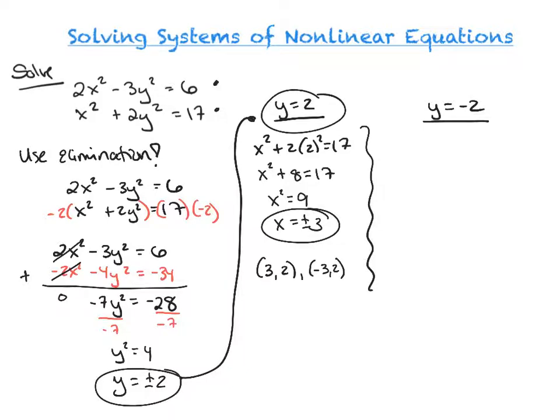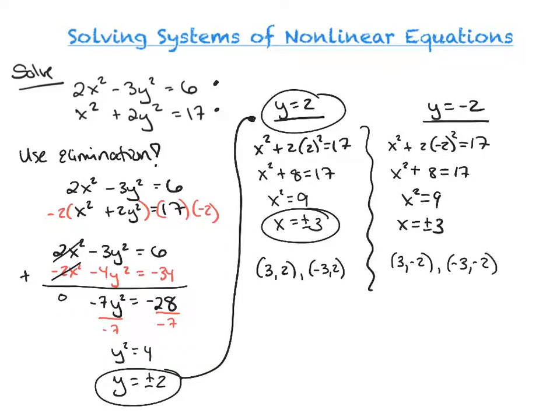Okay, let's see what we get when we plug in y equals -2. So I'll plug it into the bottom equation again, just because the numbers are smaller. x squared plus 2 times -2 squared equals 17. But when we square -2, we get 4 again. So this is going to be x squared plus 8 again equals 17. x squared equals 9, so x equals plus or minus 3. So that means x equals 3 goes with y is -2, and x equals -3 goes with y is -2. Okay, so we have 4 different answers.